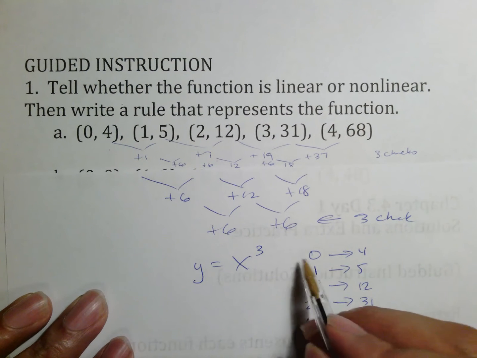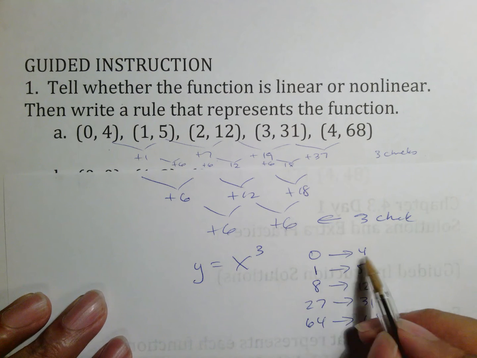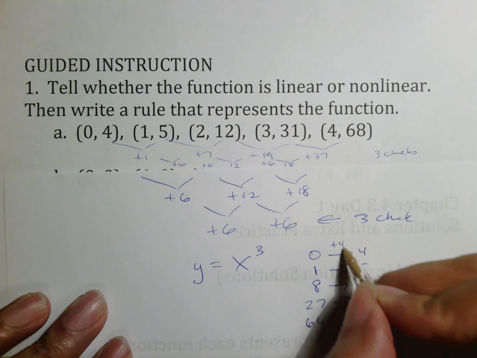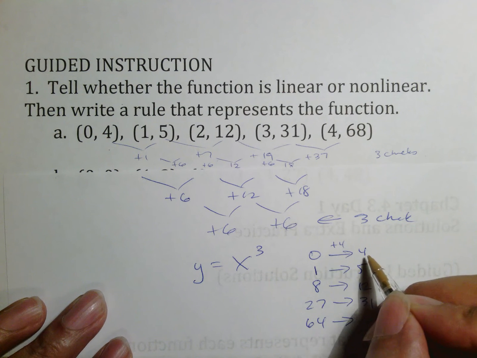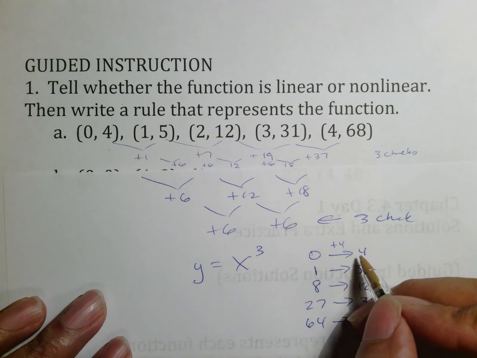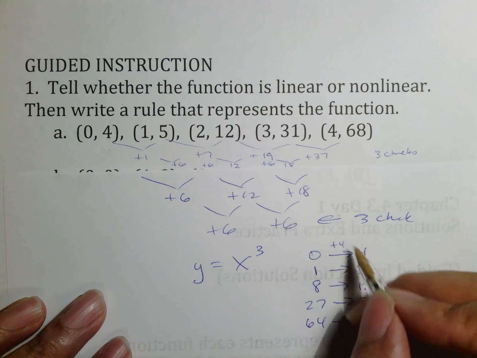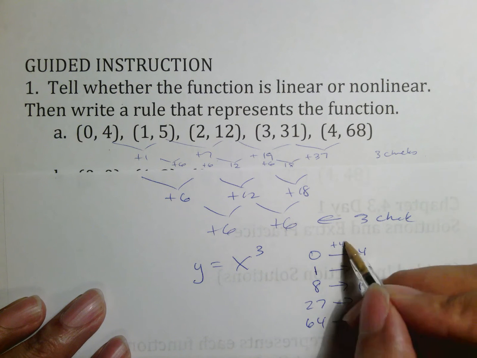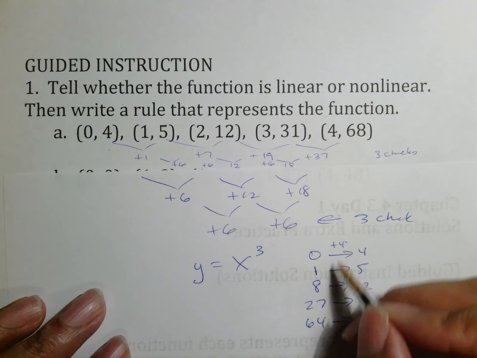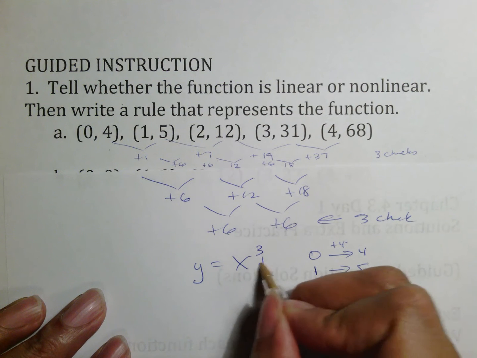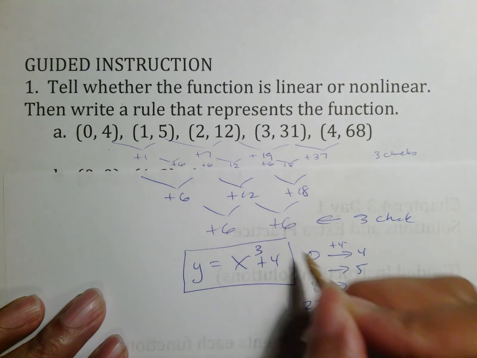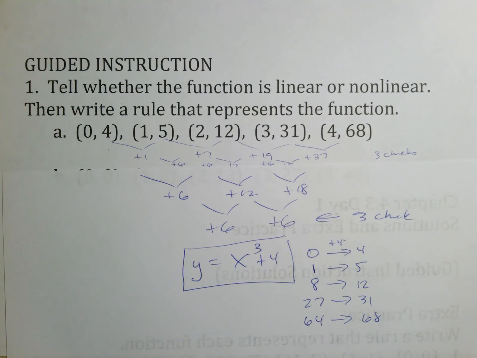And so checking for addition, subtraction, and multiplication, the easiest thing anytime I have a 0 is that I know I am adding 4 to get from 0 to 4, because you can't multiply by a 0 and get a number. Anything times 0 is 0, so I know I'm adding 4 here. A quick check: 1 plus 4 is 5, yep. 8 plus 4 is 12, 27 plus 4, yep, that works. So simply put plus 4 after that, and that should have been your answer there: x to the third plus 4.